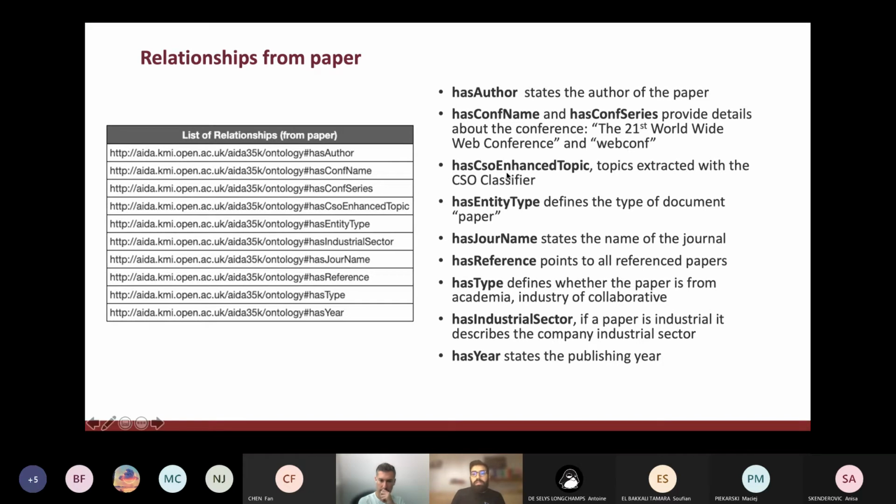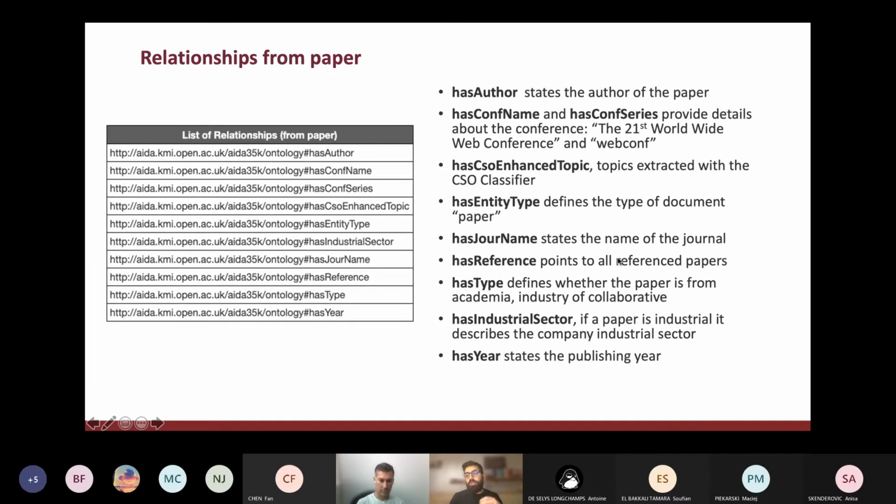Then there is as CSO enhanced topic. It's a topic extracted with the CSO classifier. Then there is as entity type, which defines the type of document. In this case it is paper. It is always paper, because in this dataset there are only papers. Then there is as journal name, which states the name of the journal.